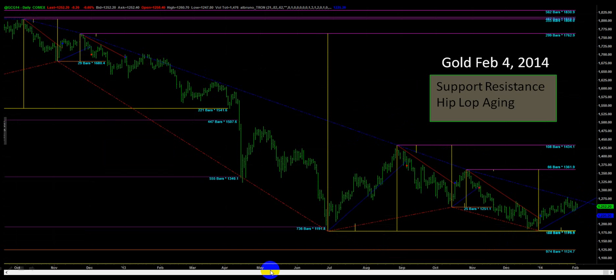This next chart shows support and resistance or hip lop aging. Now what we mean by hips and lops are really simple once you think about it. A hip is a high point and a lop is a low point. Our formula for defining this also helps us to define these channels similar to a zigzag where we can actually pivot lines off the top and the bottom of particular resistance and support levels.